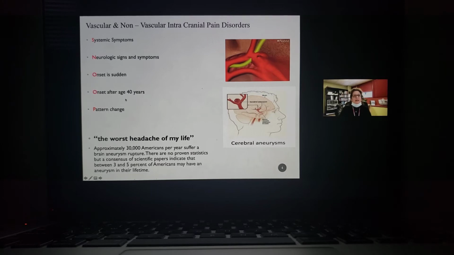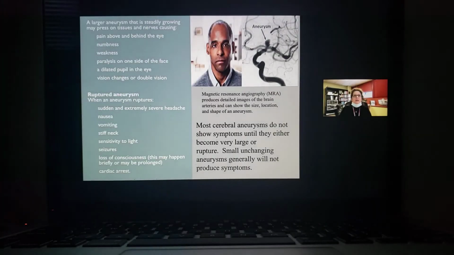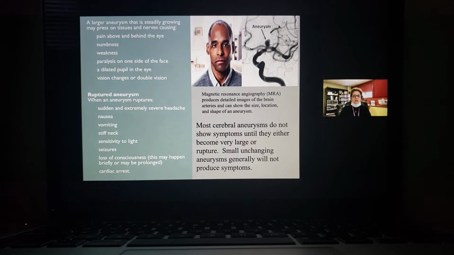The onset is after 40 years of age, although some publications talk about after 50 years of age. And suddenly the pattern is not similar to any previous type of headaches. So something that comes to our mind immediately, probably one of the common ones within that category, is going to be an intracranial aneurysm.